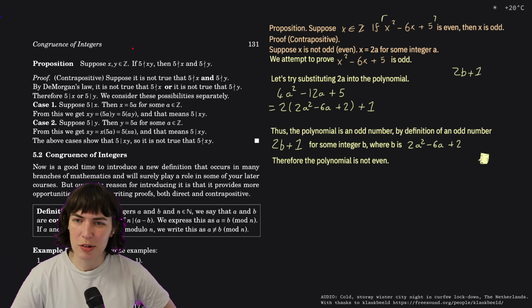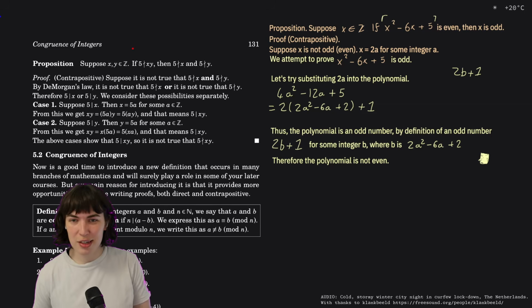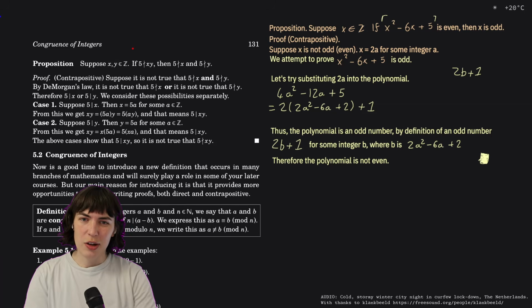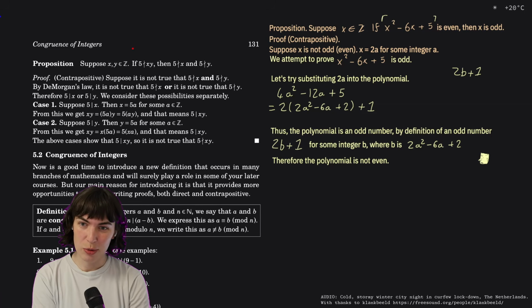Okay, another example. Suppose x and y are in the integers. If 5 does not divide x times y, then 5 does not divide x and 5 does not divide y. Proof, contrapositive. Suppose it's not true that 5 does not divide x and 5 does not divide y.